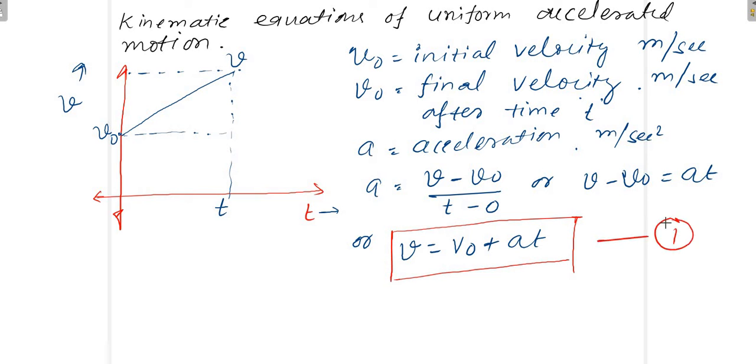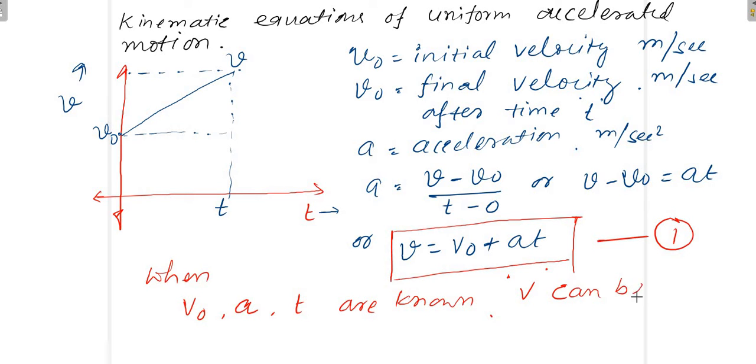You can say equation number 1. So when v0, acceleration and time are known, we can calculate v using this equation, right?